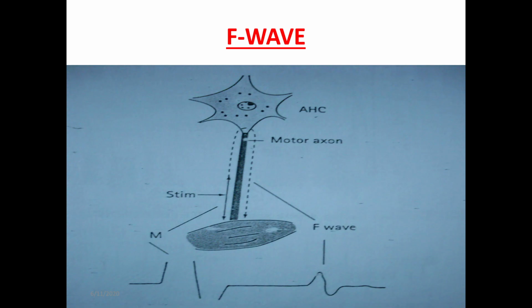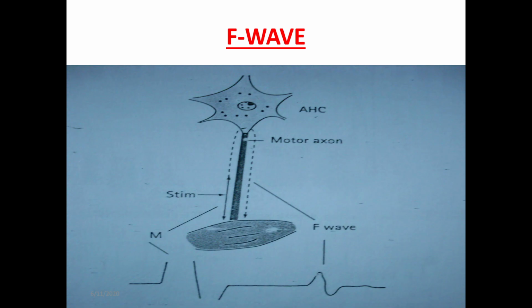So whenever you are stimulating here, the impulse will go distally also, and it will be recorded as the M wave. Okay, with this pointer movement, you can see it is the M wave. That is nothing but CMAP. At the same time, one impulse will go proximally, and that impulse will return. Now that impulse will be returning, so it will be recorded as the F wave.